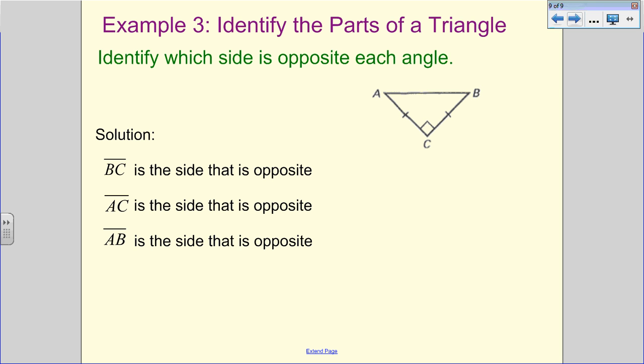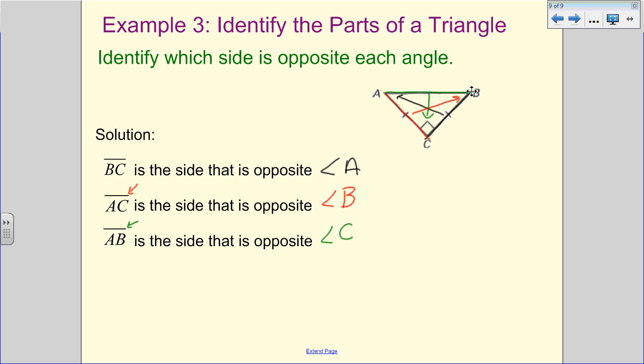What we want to do is identify parts of the triangles, and so now what we're going to talk about is opposite sides. So we want to identify which side is opposite each angle. So if we look at segment BC, it is opposite angle A. We're going to recognize that this is our mark for segment. So segment AC is opposite angle B. And then AB is opposite angle C.